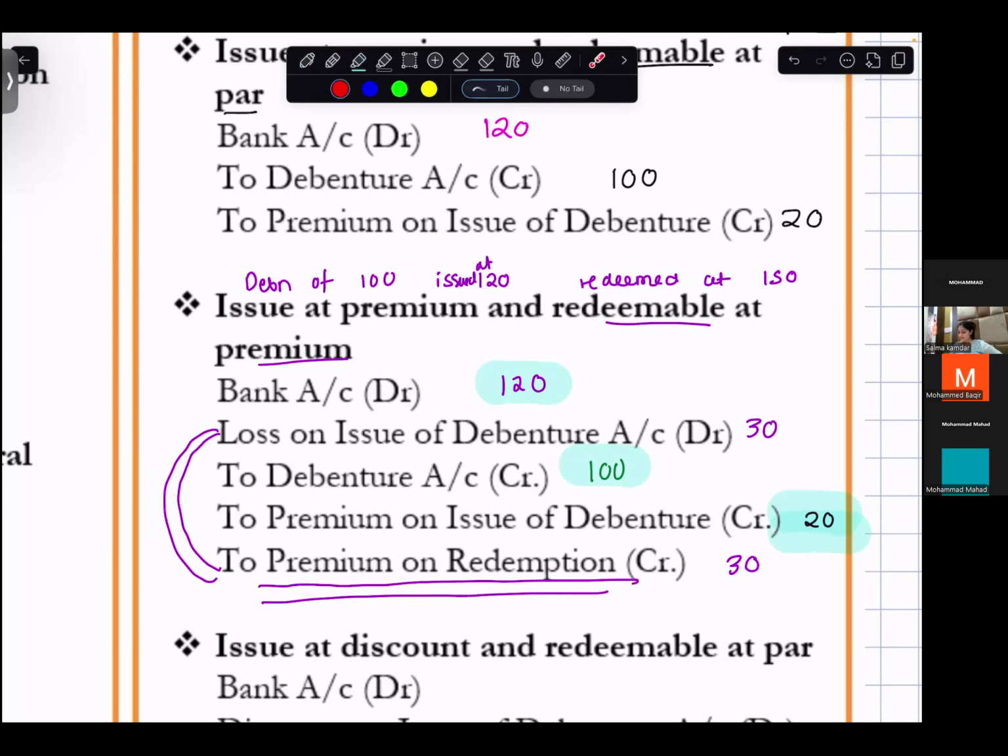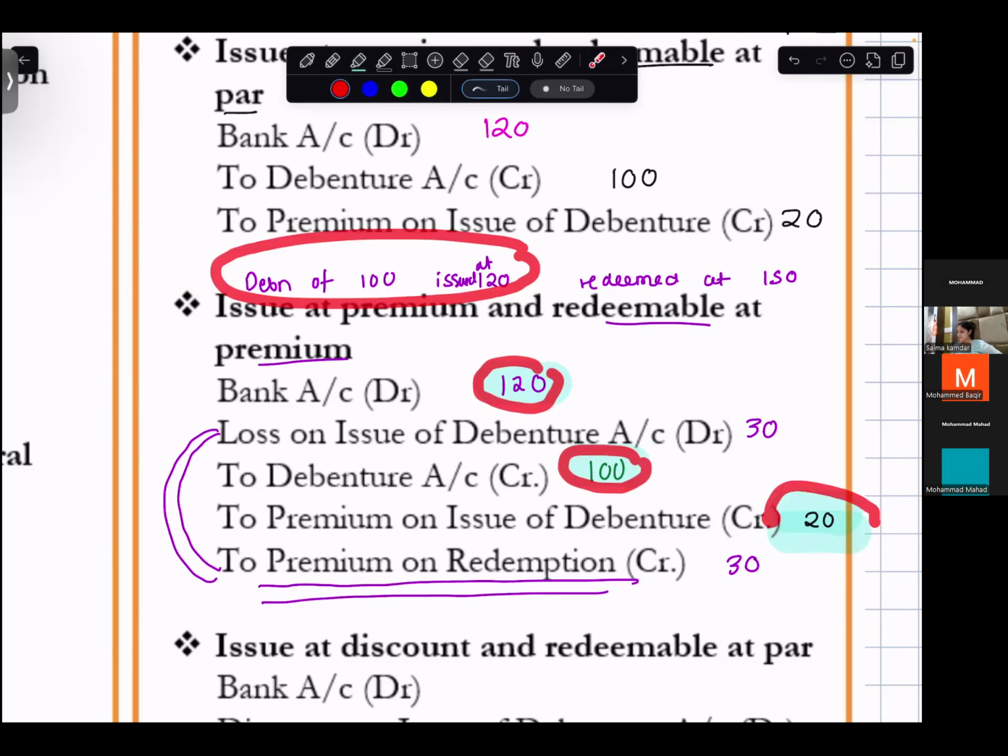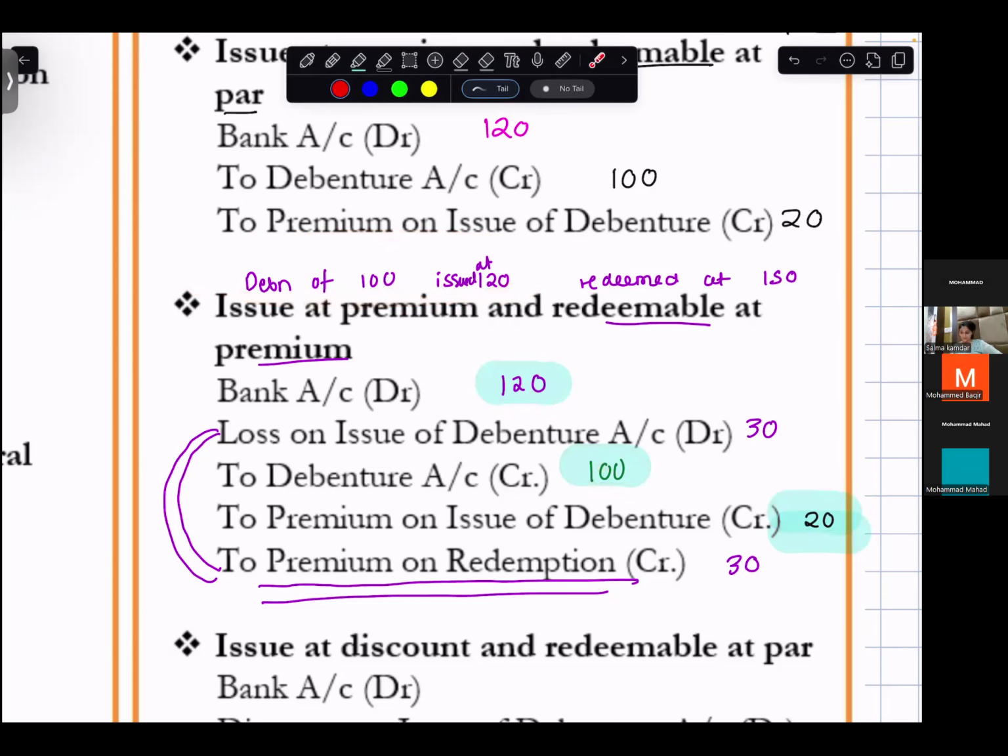So look at this. Debenture of 100 issued at 120. First, I am passing the entry for this. You receive how much? 120. Debenture will be credited by 100, and the extra money you received is 20. So this is the entry for issue.